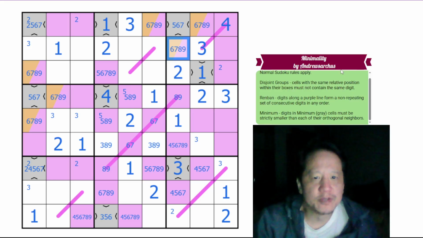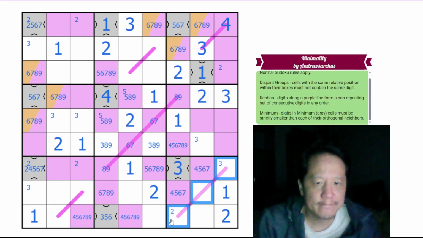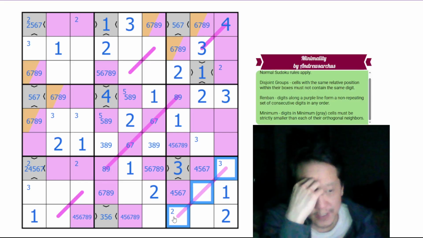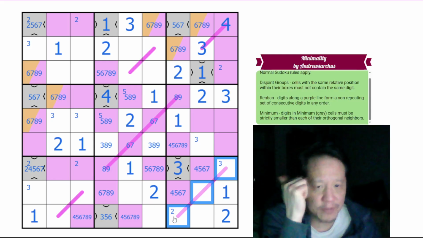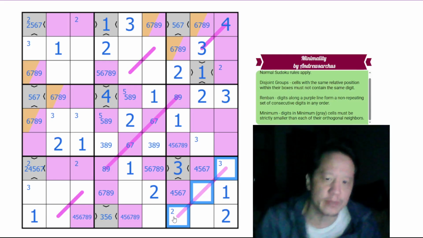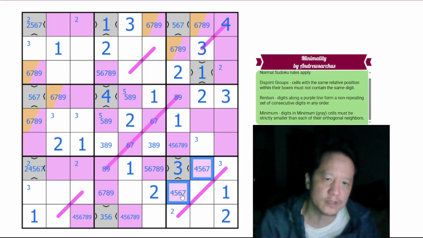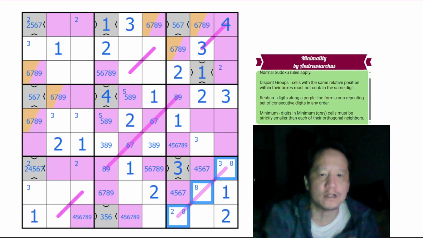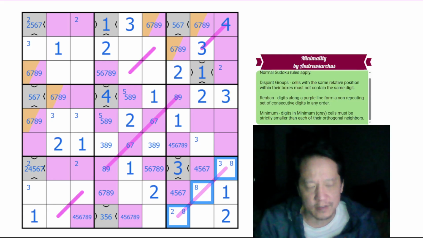Maybe this is not the best approach. I don't know. Let's see. So this cannot be 4, 5, 6, 7 in that instance. Can't be 4, 5, 6, can't be 5, 6, 7, because that would eliminate all possibilities for these cells. So it would have to at least be 6, 7, 8. So we're guaranteed an 8 along this string, if that's the case.